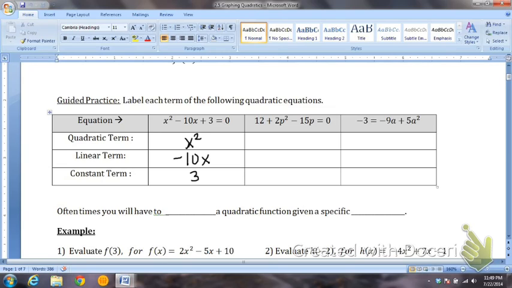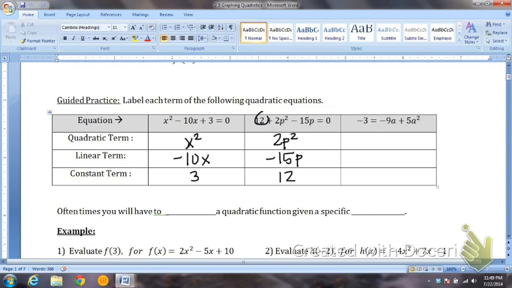All right, what about the second example here? Our quadratic term, even though this is out of order, it's still okay because we can identify which one is which. Remember the quadratic term has the square, so it would be 2p squared. The linear term, negative 15p. And then remember our constant is the one that doesn't have a variable with it, so it would just be 12.